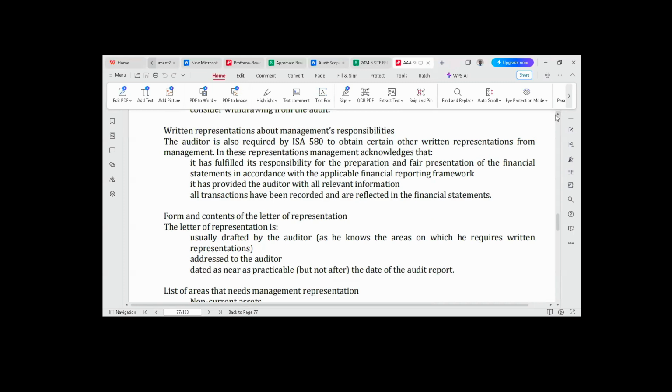So that's much about the related party and related transactions. So we are moving on to written representation, okay? Otherwise known as letter of representation.